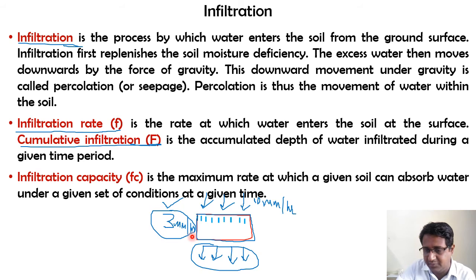Whereas cumulative infiltration will be like, imagine that this particular rainfall is occurring for, let us say, 2 hours. At that point of time, the total amount of rainfall that has occurred is how much? 20 mm, because 10 mm per hour rainfall has occurred for 2 hours. So the total rainfall which has occurred is 20 mm.